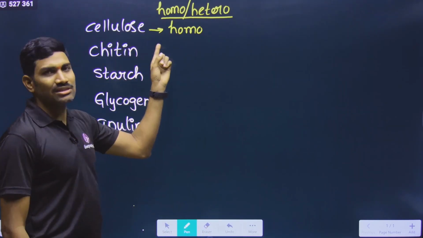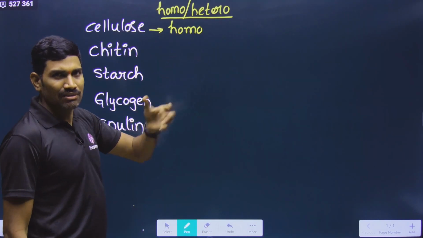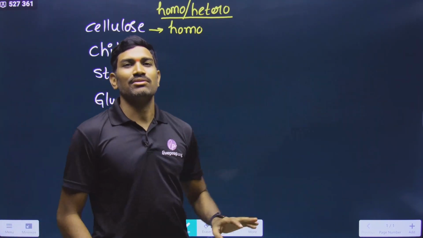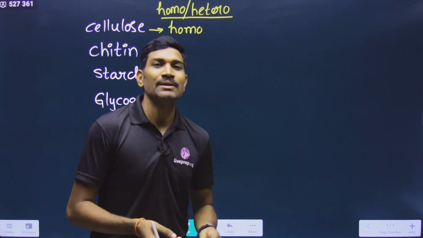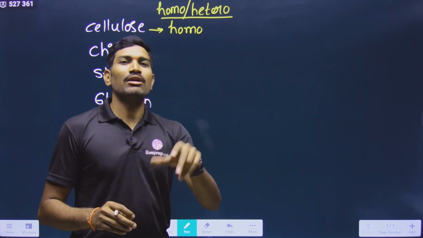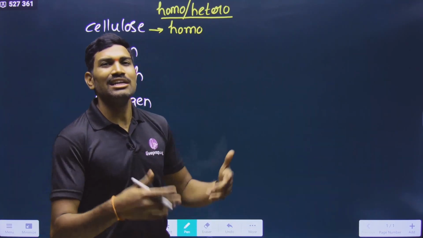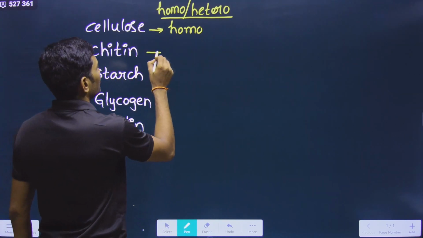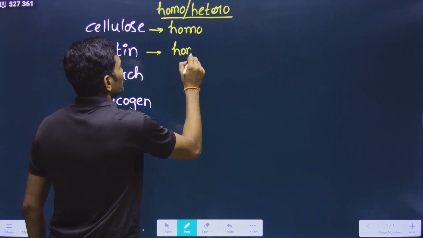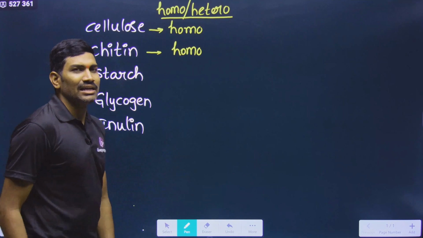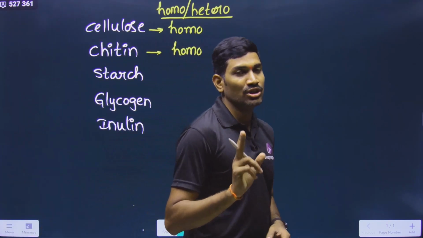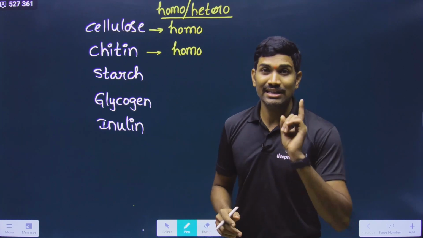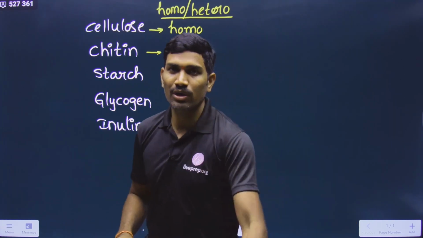So in this way, in cellulose, a unit is present. I will tell you what that unit is separately. The same unit is repeated several times. That's why it is homopolysaccharide. Suppose 2 or more types of units are present, then it is called heteropolysaccharide. But cellulose is homopolysaccharide. Then what about chitin? Chitin is also homopolysaccharide. In many MCQ books, they are giving the wrong answer. They are giving chitin as heteropolysaccharide. That is wrong. Chitin is homopolysaccharide.